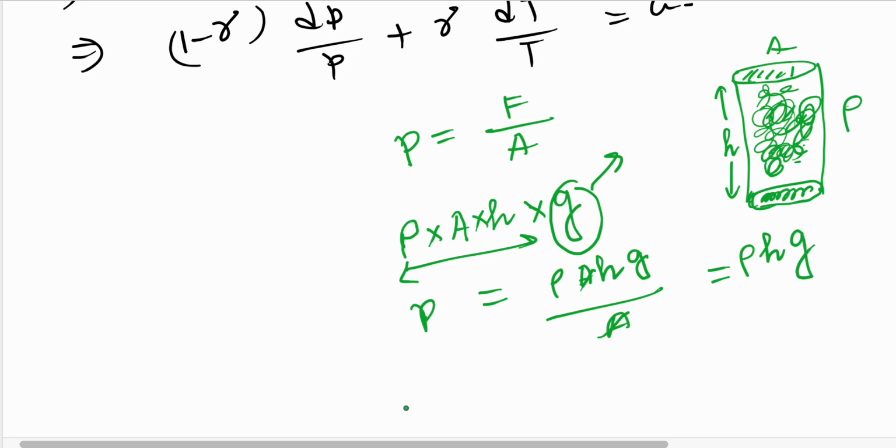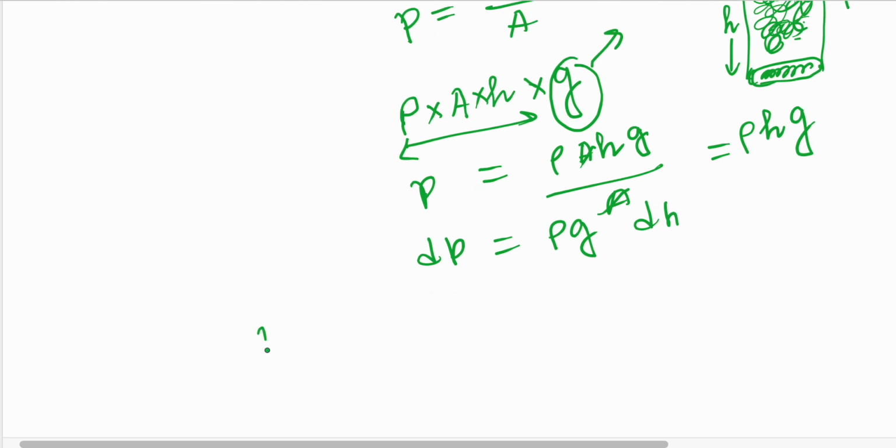Okay, now we can write dP as rho g into dh, and we know that PV equals, okay, let me write it here.